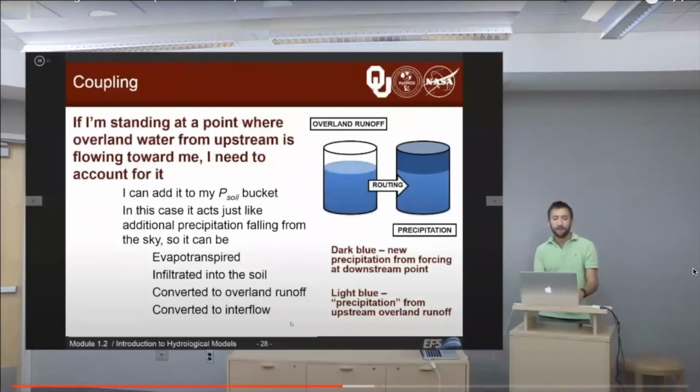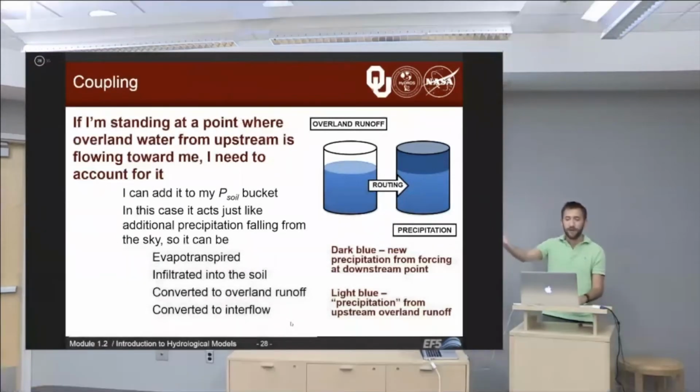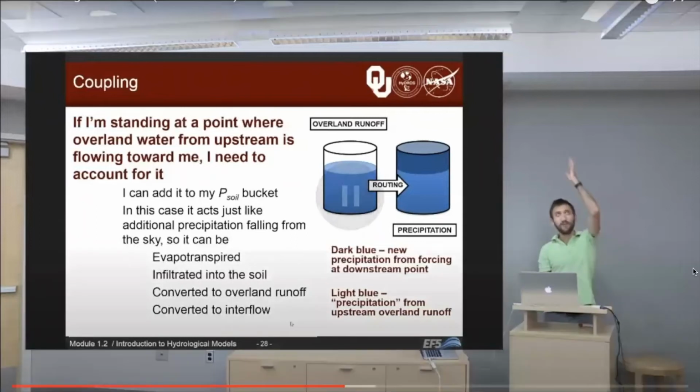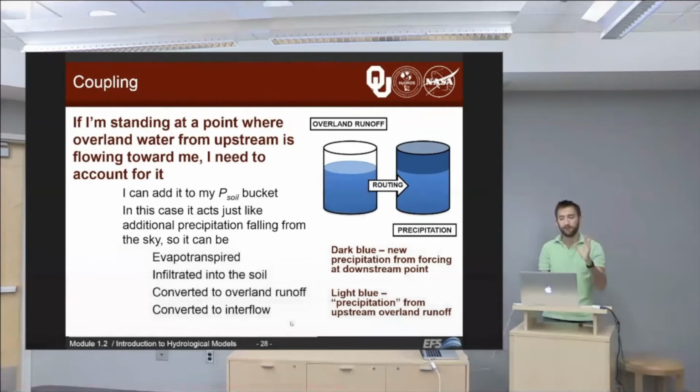Now, if I stand at a point where overland water from upstream is flowing toward me, I need to account for that water that's coming toward me, that water that's already in the system. I have new water coming from up above that has to do with precipitation on the soil surface, but I have water that's already in the model upstream, and so I need to deal with that in some way.